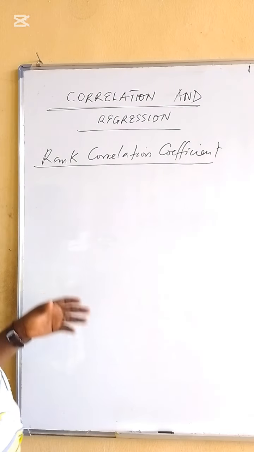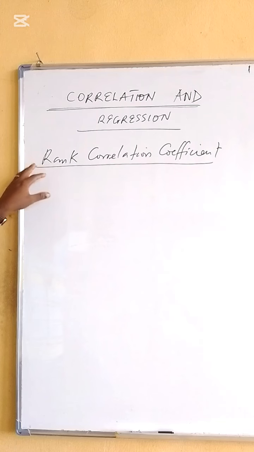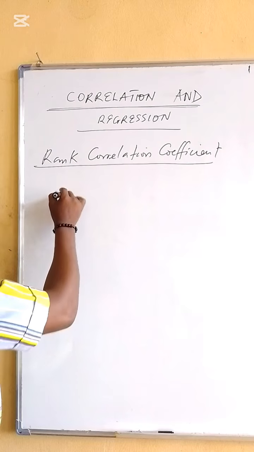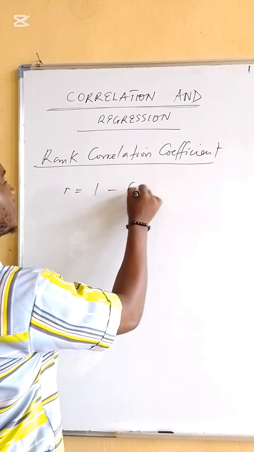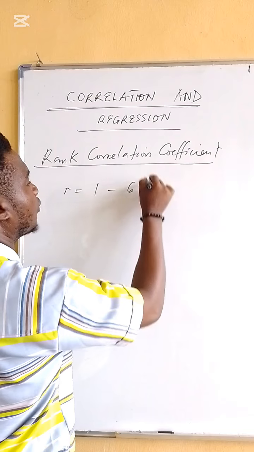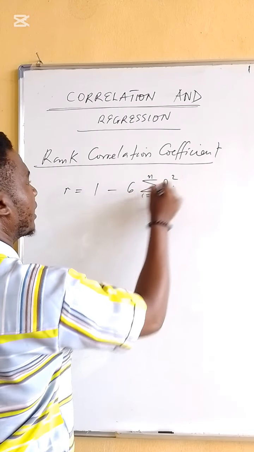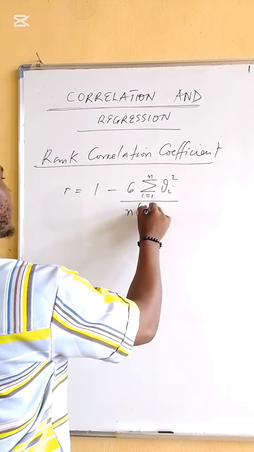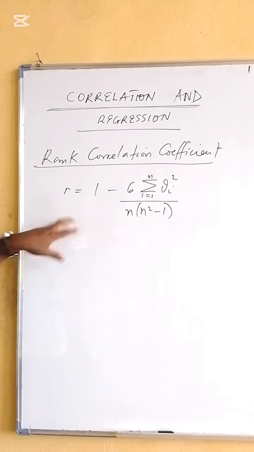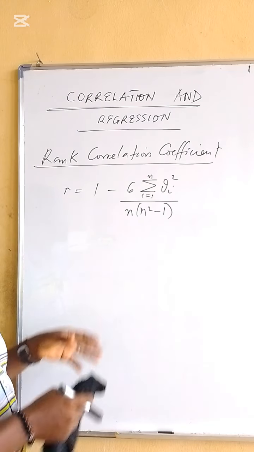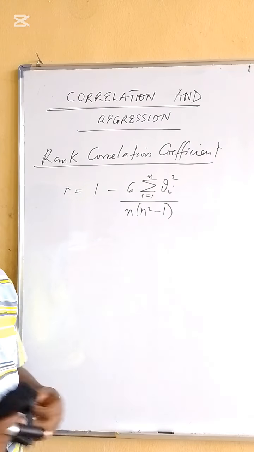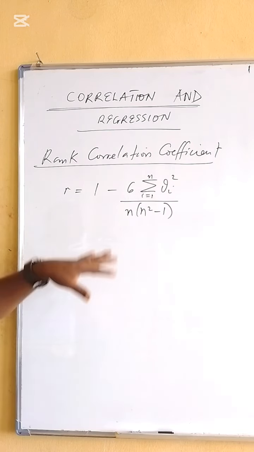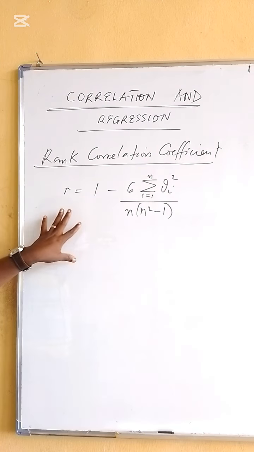Rank correlation coefficient is another type of correlation coefficient, and we shall be putting up the rank correlation coefficient formula, which is R equals 1 minus 6 summation i equals 1 to n di squared all over n into bracket n squared minus 1. We shall be using this and the product moment correlation formula to be solving a problem. So I'm going to be showing you in this video how to use both of them to get the correlation coefficient.